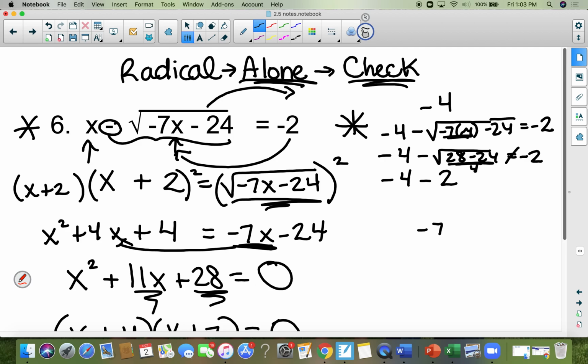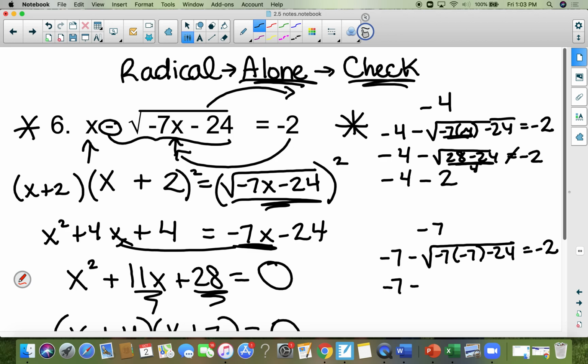Do the same thing with the negative 7. A negative 7 minus the square root of a negative 7 times a negative 7 minus 24, and see if it's equal to a negative 2.